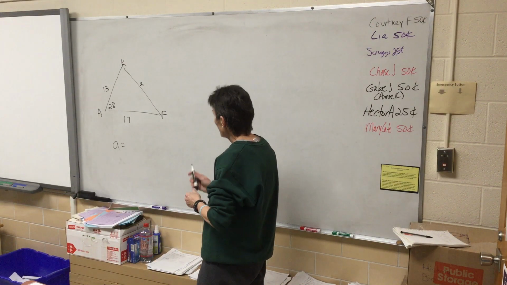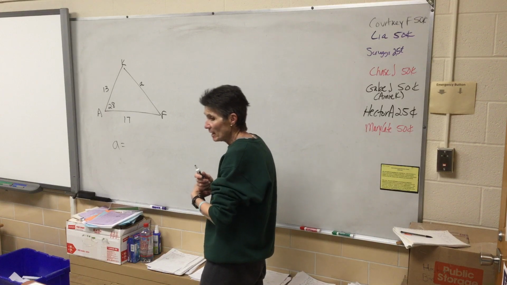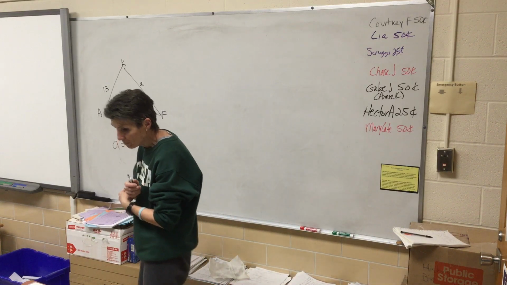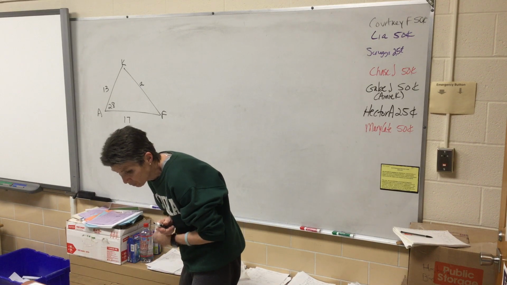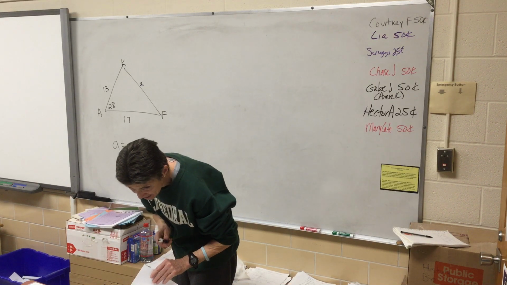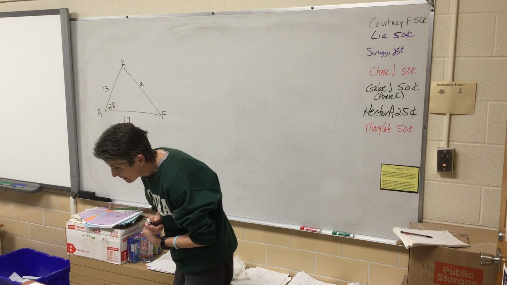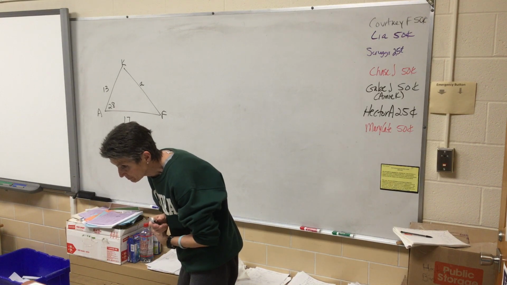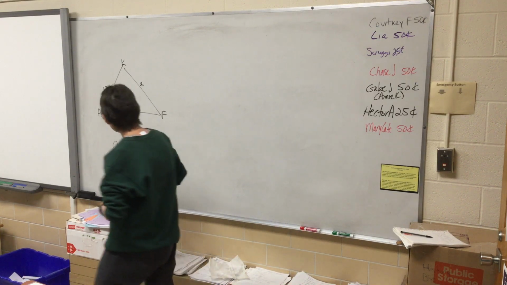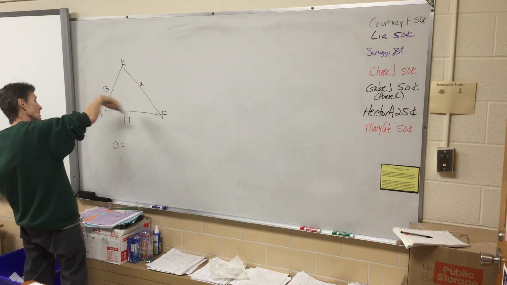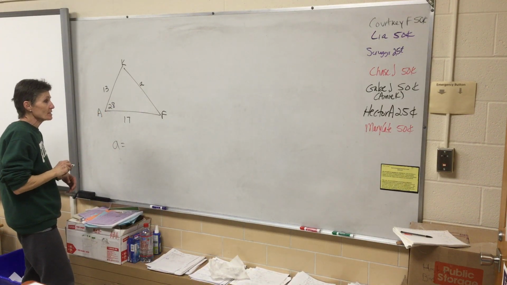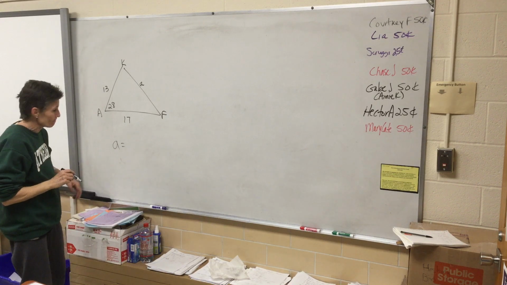Law of cosines. Absolutely. Because if it were going to be a law of sines, we would have to have a pair, right? And we don't have a pair. We don't have A and A, K and K, F and F. We don't have it. So this is going to be a cosine law.